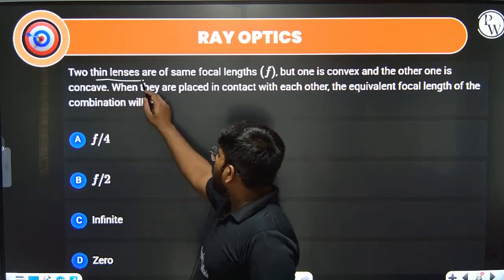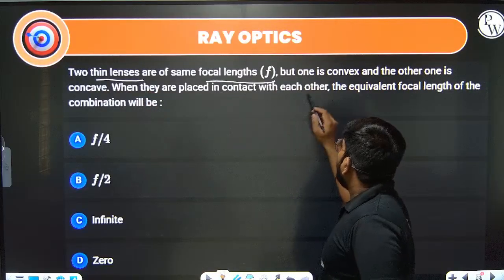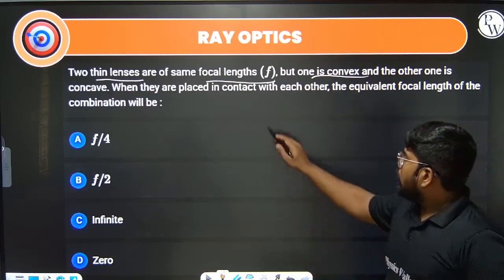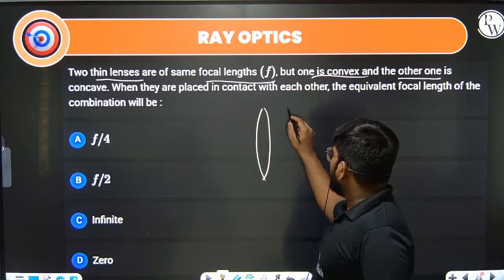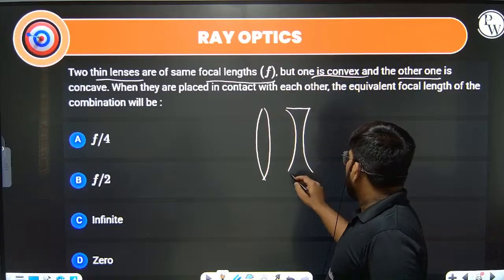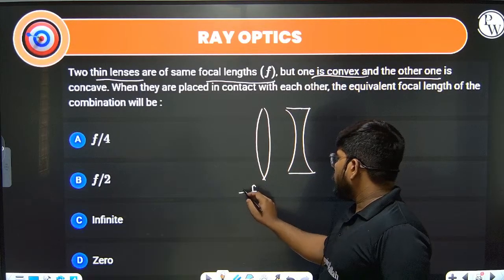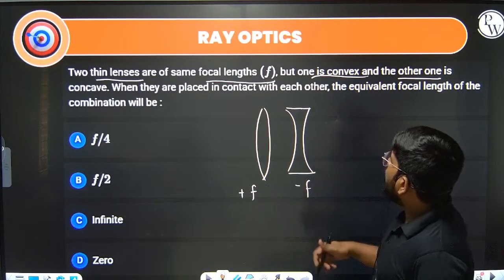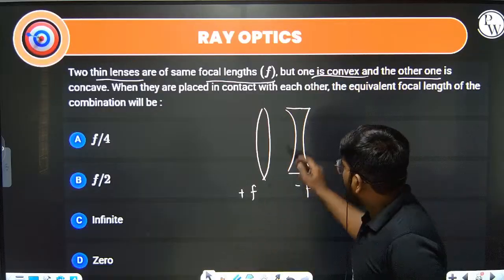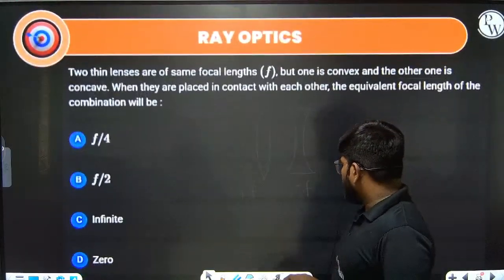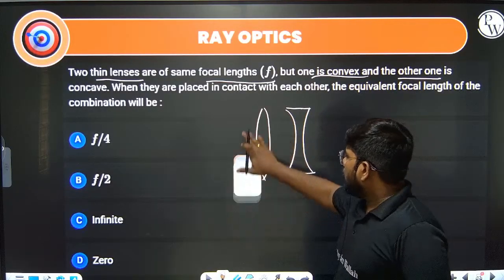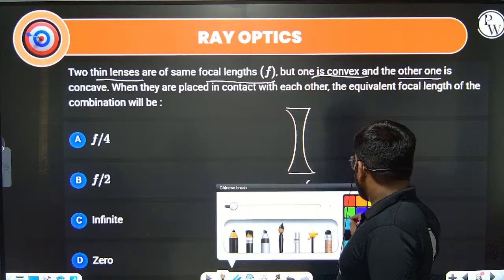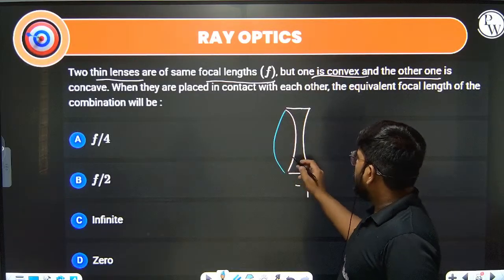Now they are saying there are 2 lenses of the same focal length, but one is convex and the other one is concave. This focal length is positive, this focal length is negative. They are saying that they are in contact. Let's bring them into contact. When they are in contact, they will be asking for the equivalent focal length.